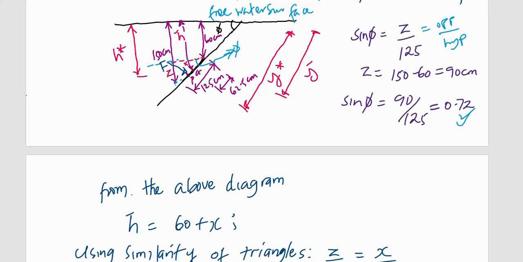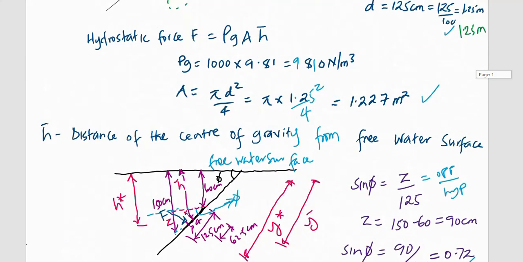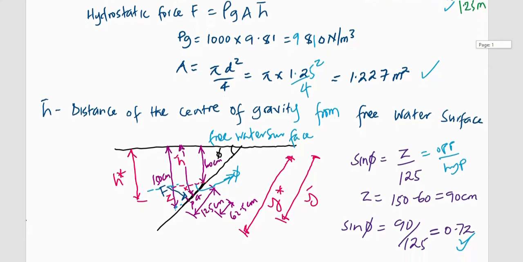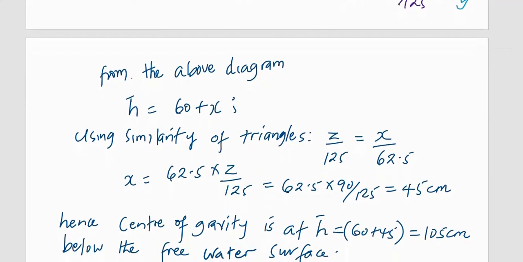which means if I use similarity of triangles, as I said, this small triangle here is similar to this bigger one because they share a common angle here, and therefore I can express their dimensions in terms of each other. Meaning that if I have z out of 125, which is considering the bigger one, I'm considering something like this. Okay, so this is x, remember this is phi, this is z. I know the distance from here to here. Okay, that is 125. I know the distance from here to here, which is 62.5 centimeters.